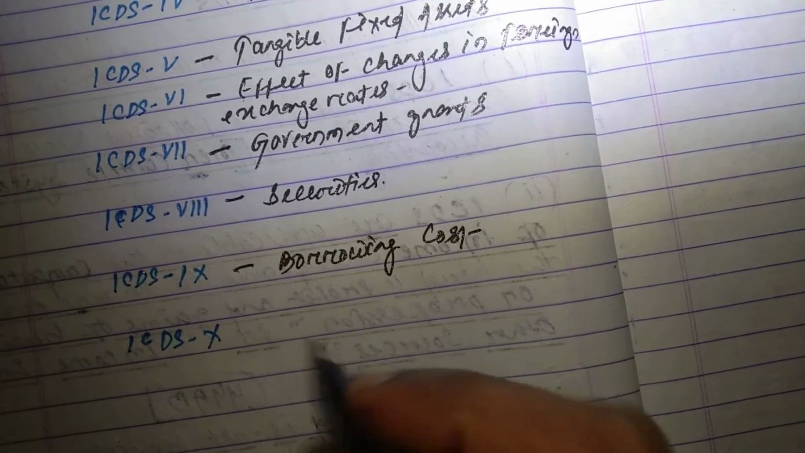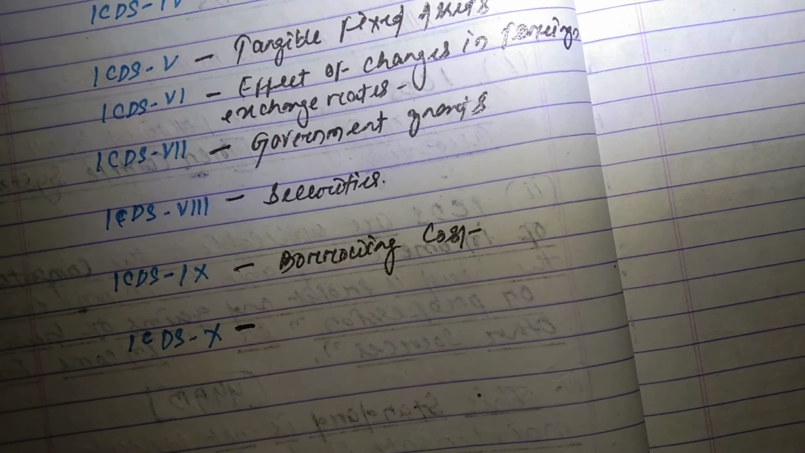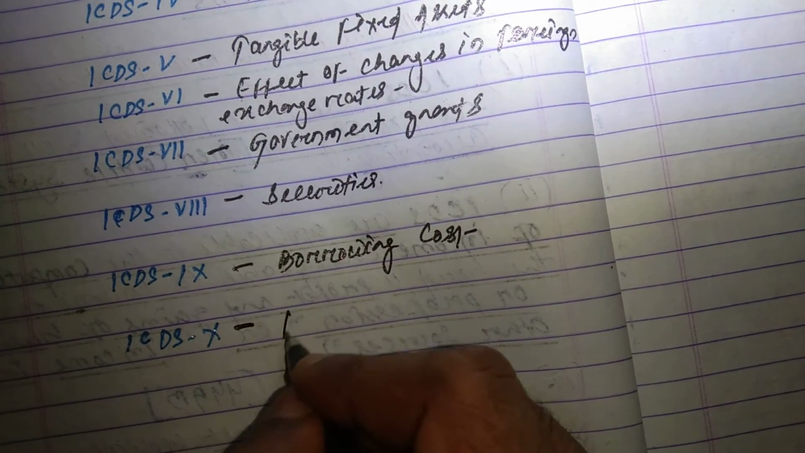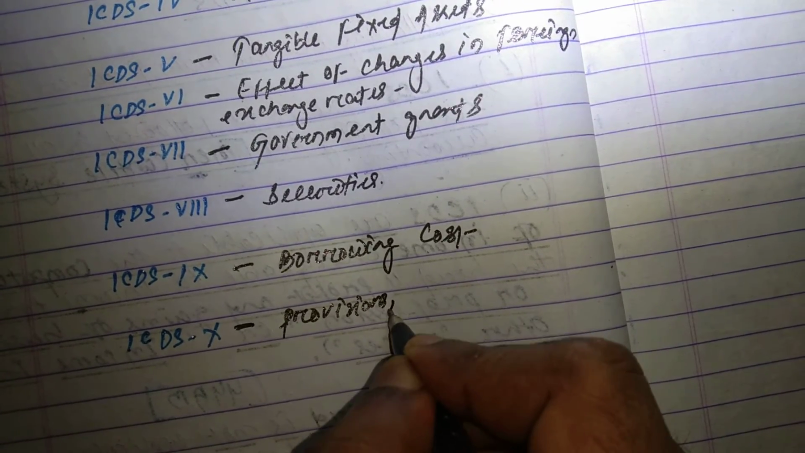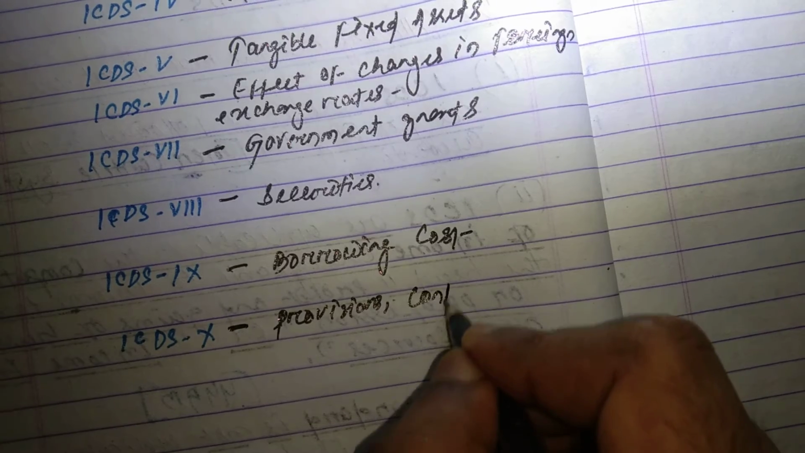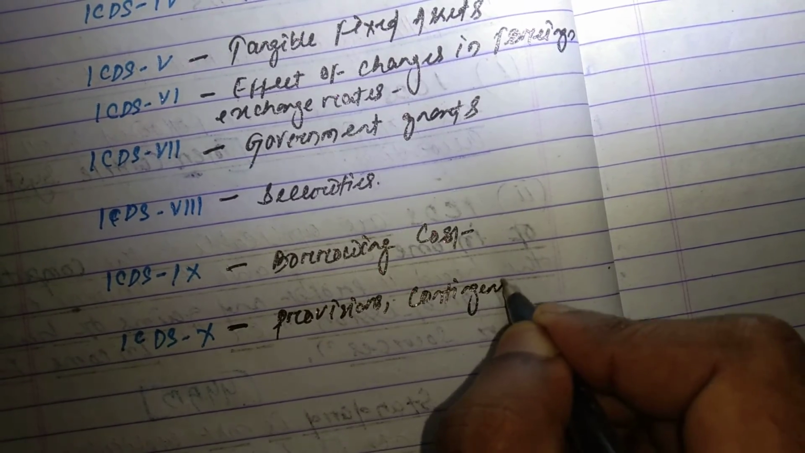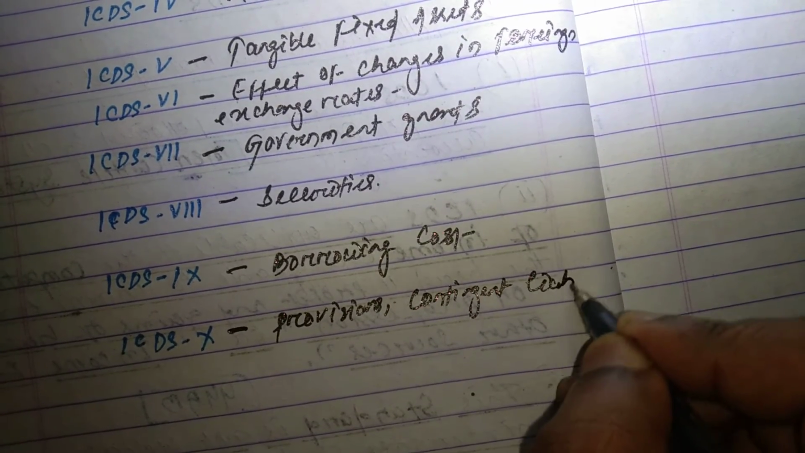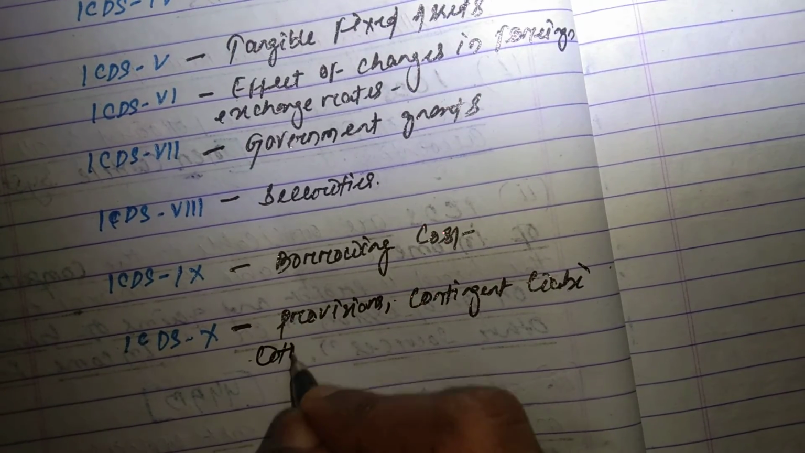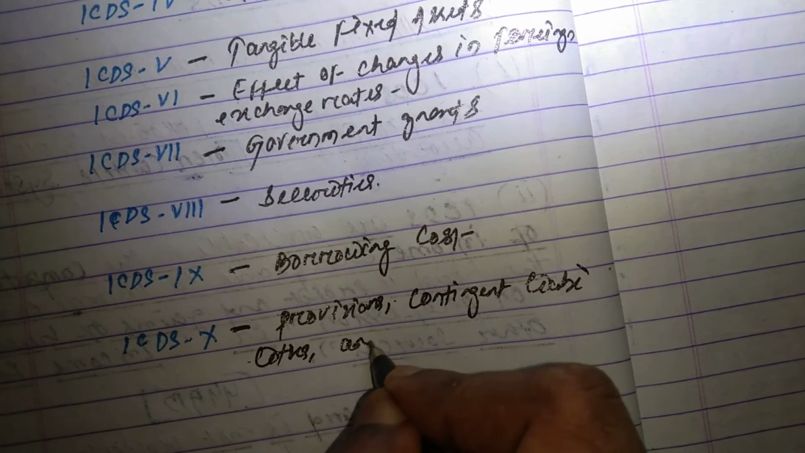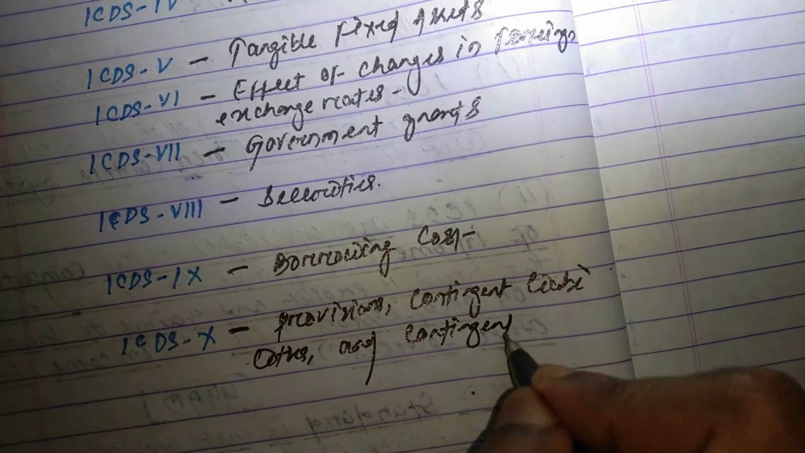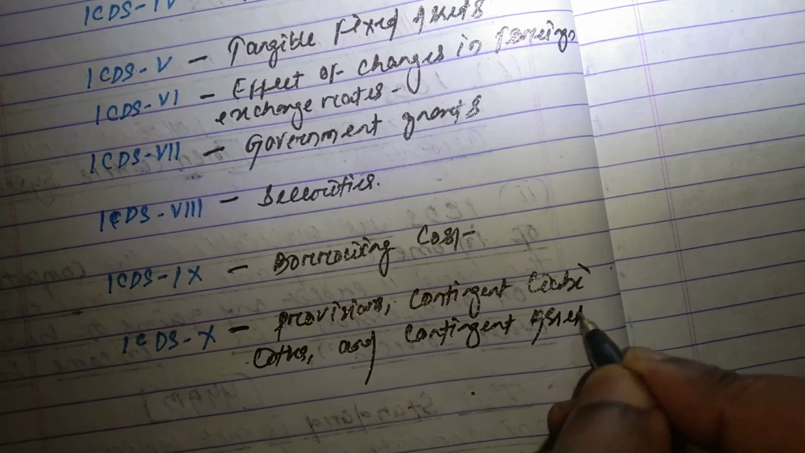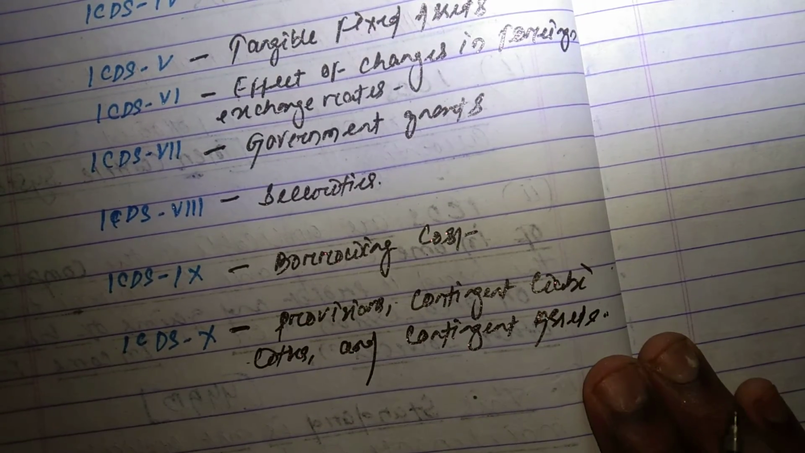And the last, ICDS X belongs to provisions, contingent liabilities and contingent assets. ये सब इनकम कंप्यूटेशन डिस्क्लोजर स्टैंडर्ड आपको याद रखना पड़ेगा.